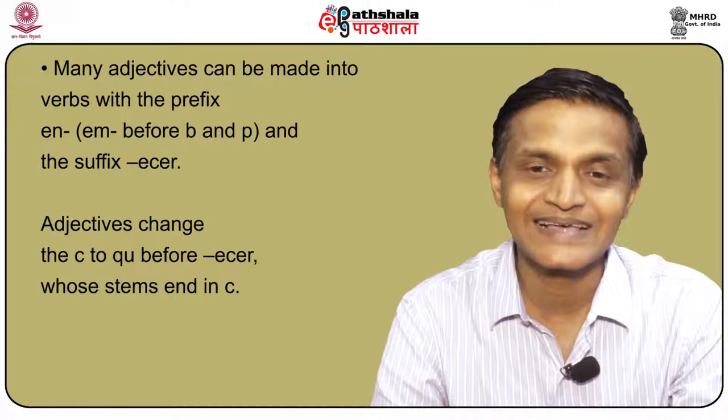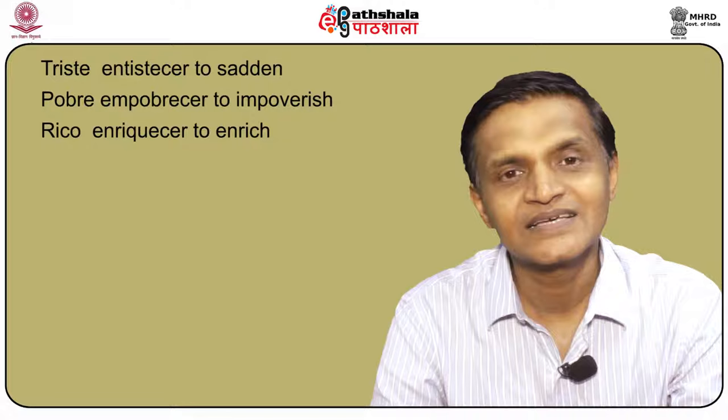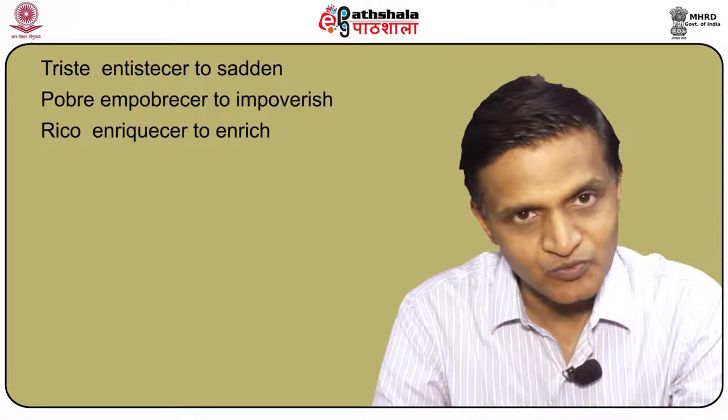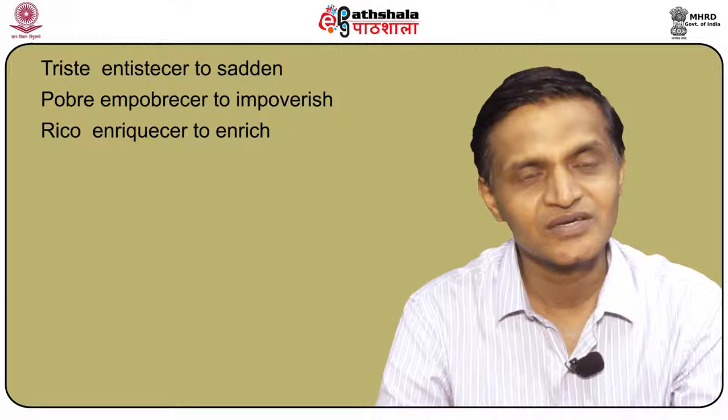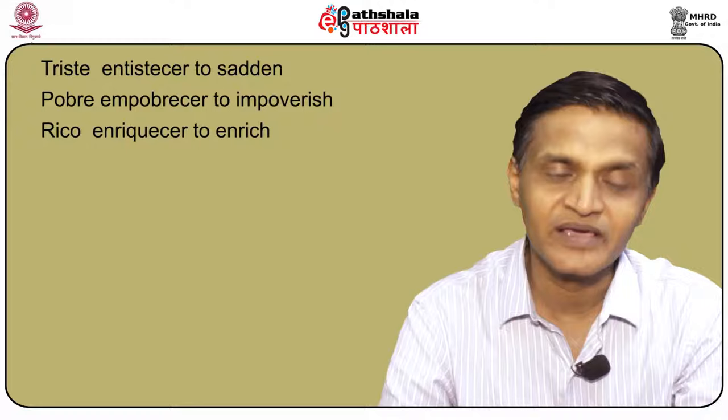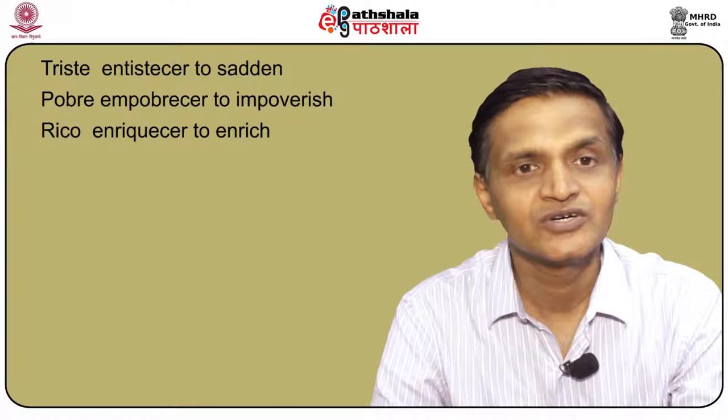Triste, for example, becomes entristecer, to sadden. Pobre, which is poor, becomes empobrecer, to impoverish. Rico, which is rich, becomes enriquecer, to enrich. So, triste, which is an adjective, becomes entristecer, to sadden, a verb. Pobre, poor, becomes empobrecer, to impoverish. Rico, rich, becomes enriquecer, to enrich.